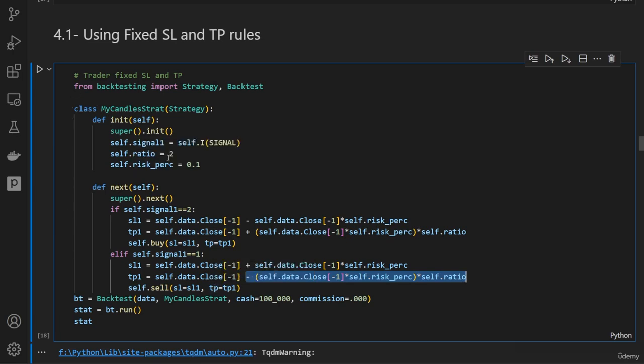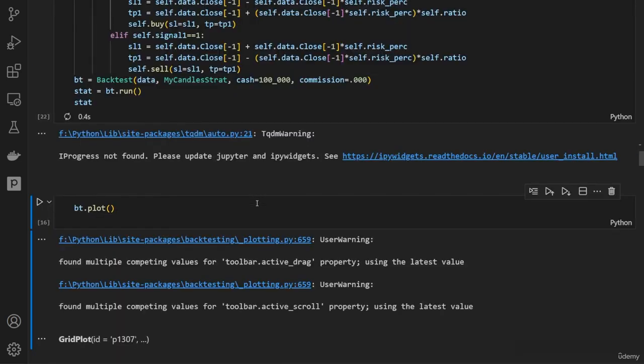This is the entry signal. We have fixed take profit and stop loss distances for the whole set of trades that we're going to open. These are dependent on the price, so it's a certain percentage of the price and the risk reward ratio. Let's run this one.